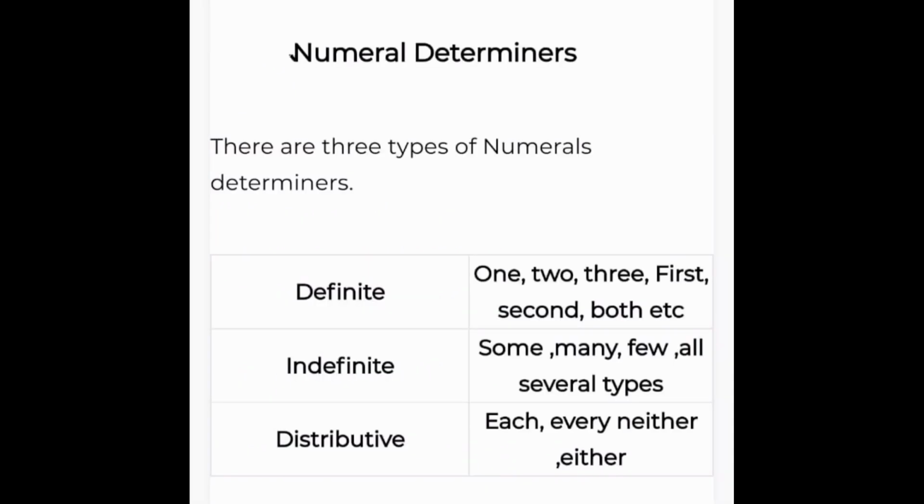Next come to numeral determiners. Now numeral determiners may be classified into three types. What are those? Definite, indefinite and distributive. So the characteristic of definite determiner is that it tells us the exact numbers. Just like 1, 2, 3, first, second, both, etc. Okay, both means 2. Indefinite means they do not tell us the exact number. So what are those? Some, many, few, all, several. I'm just telling you in brief. Then distributive numerals, that is, they refer to each one of a number. Determiners used for this are each, every, neither, either.